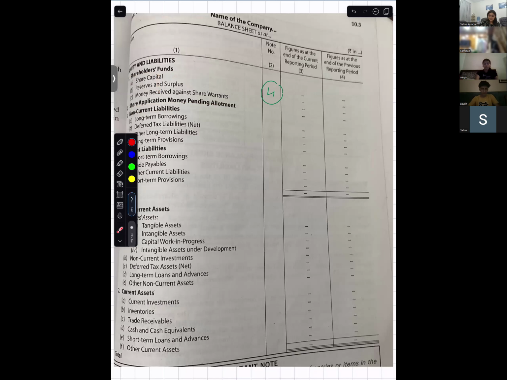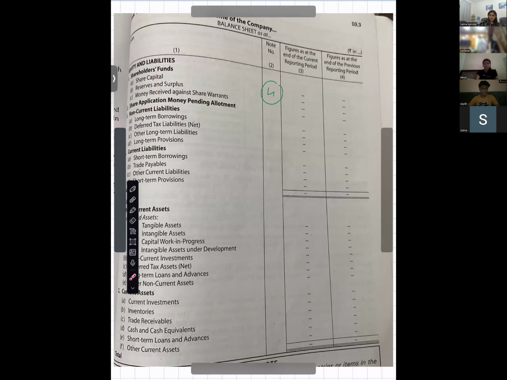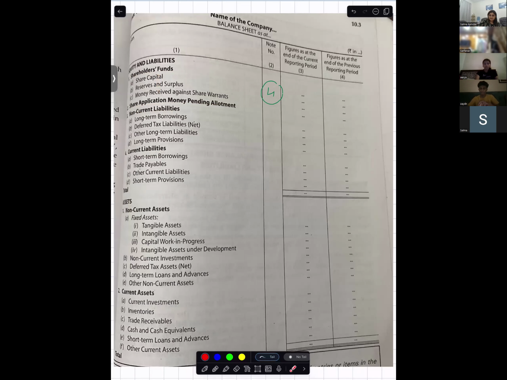In non-current liabilities, what are the subheadings? Long-term borrowing, short-term borrowing. Then only the second one is different. Here you have tax liability, here you have trade payables. Here you have other long-term liabilities, other current liabilities, long-term provisions and short provisions. The names are same, only over here it is long, here it is short. Are you with me?